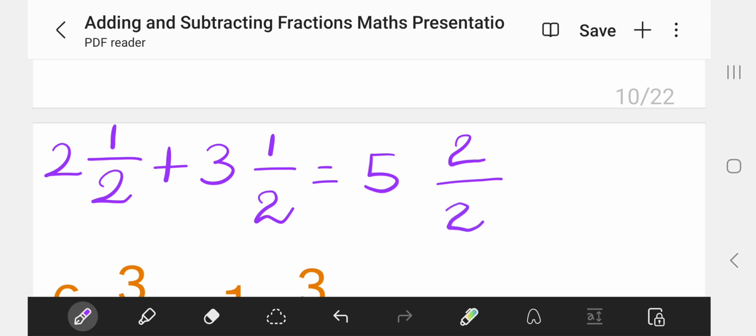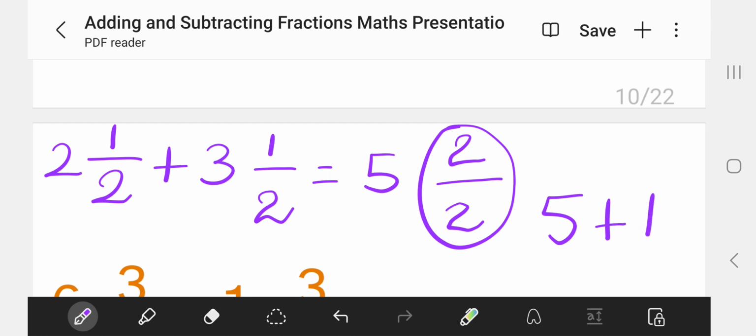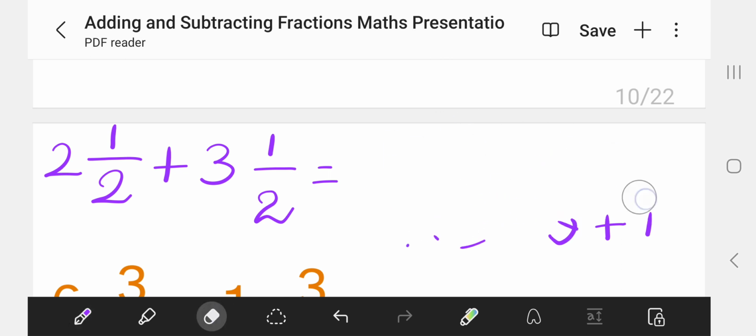But look at that. Our fraction here is 2 over 2. Right? So this is a special case. So 2 over 2 is a whole number. 2 over 2 is the same as 1. Other examples will be 3 over 3. That will represent 1 as well. 4 over 4. That will represent 1. So here we are going to take 5 and add it to a whole, or 1. So our answer is not 5 and 2 over 2. No. Our answer will be 5 plus 1, which will give us 6.